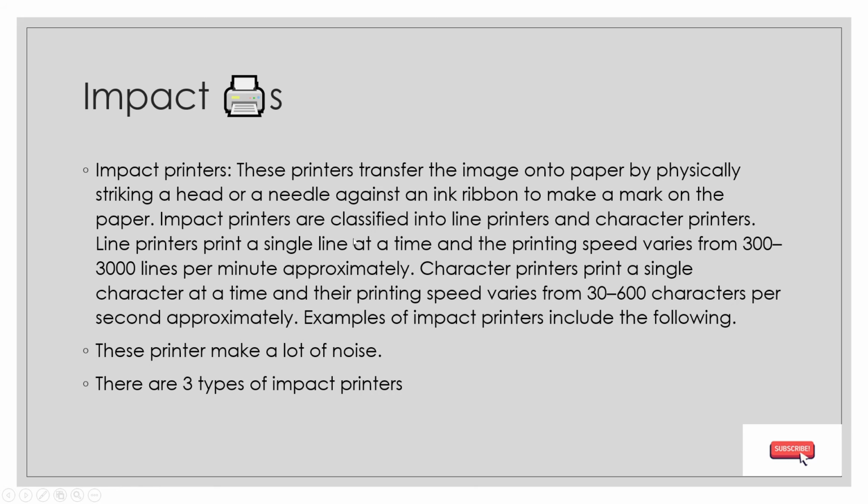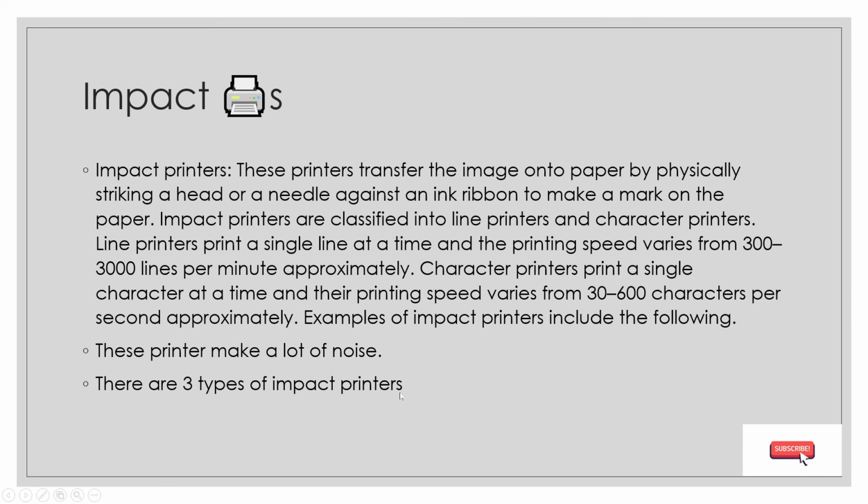Impact printers are classified into line printers and character printers. Line printers print a single line at a time and the printing speed varies from 300 to 3000 lines per minute approximately. Character printers print a single character at a time and their printing speed varies from 30 to 600 characters per second approximately. Examples of impact printers include the following. These printers make a lot of noise.